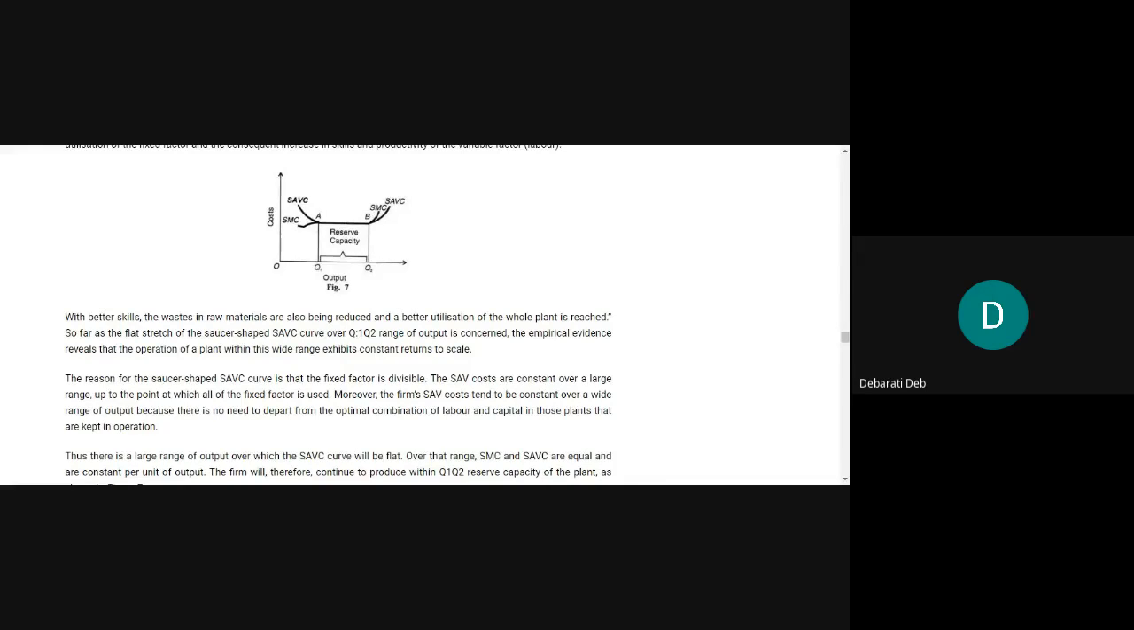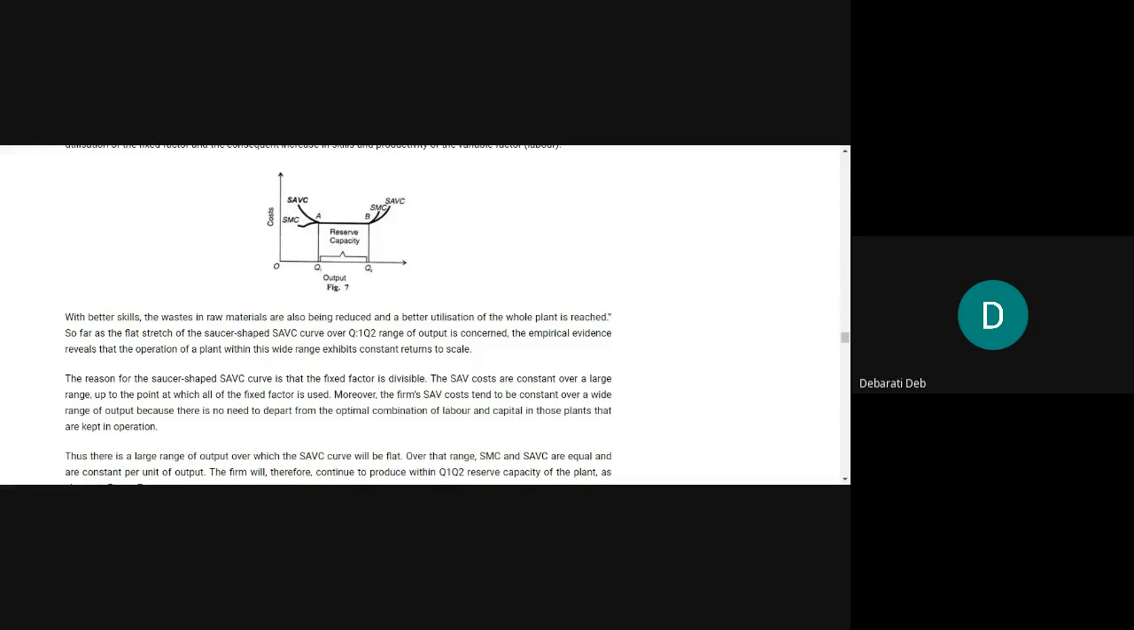Okay, the returns to scale will be constant, will be stagnant in this range between Q1 and Q2. The empirical evidence depicts that due to the plant operation within this range, it exhibits constant returns to scale. That is why the cost is also stagnant. It is going flat. See, no change.